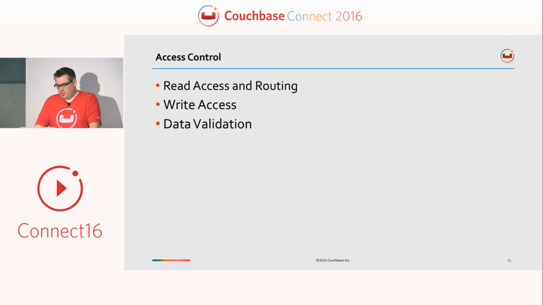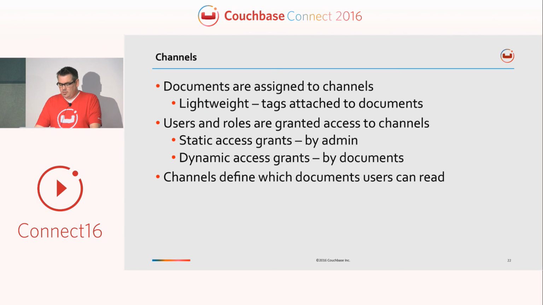So let's start talking a little bit about read access. And to understand read access and how Sync Gateway models read access, the first thing you really need to talk about is our channels. Within Sync Gateway, all documents can be assigned to channels. Channels are really just a lightweight idea. They're really just tags associated with a document. And it's just a way to group your documents into functional areas, really. So your documents get assigned to channels, and then your users and roles also get access to those channels. There's two ways for users and roles to get access to channels.